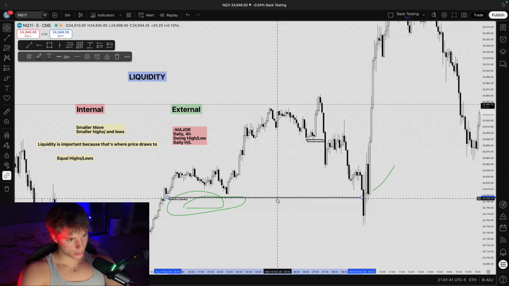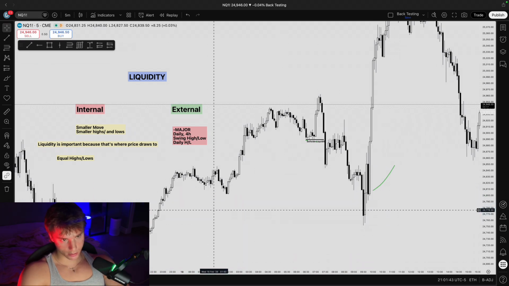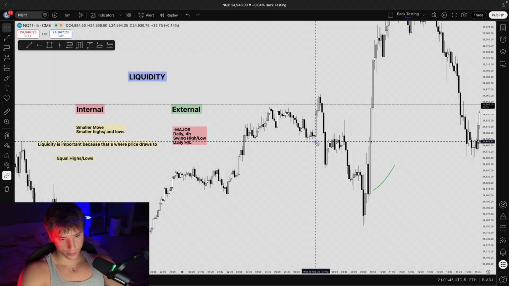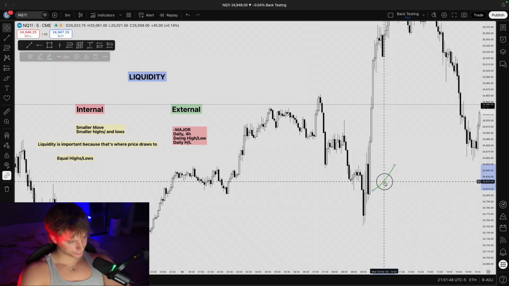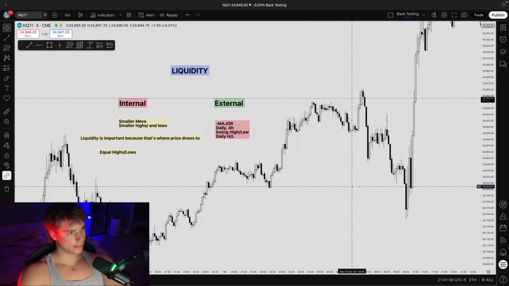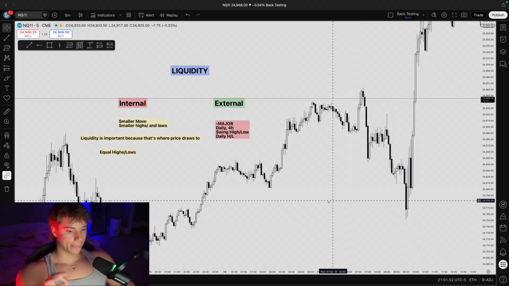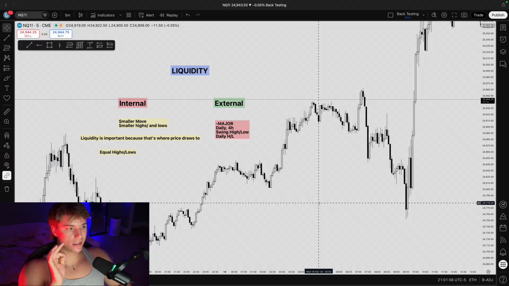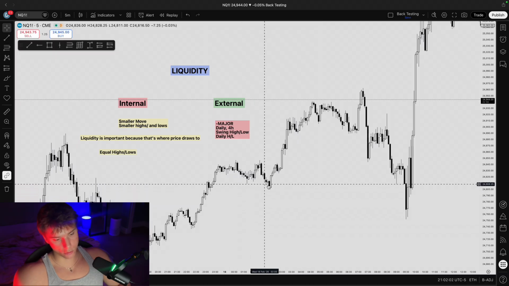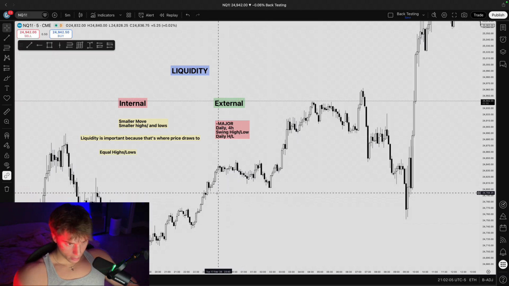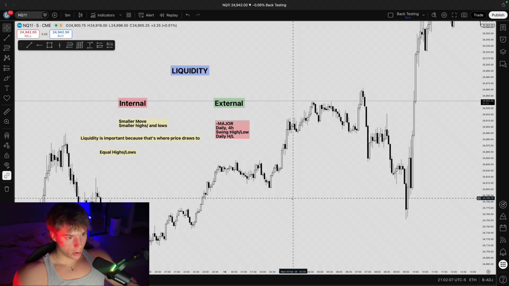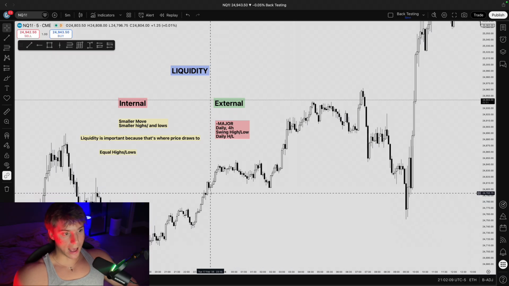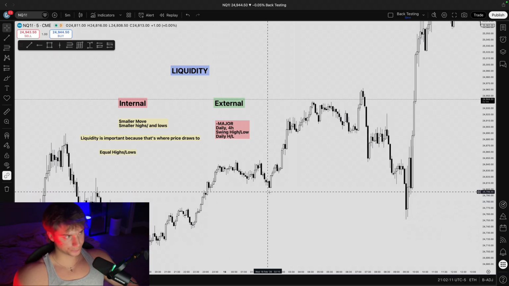Let me get rid of these drawings just because I don't like my chart cluttered up. Okay. So that is equal highs and equal lows. Now, an equal high or low is only equal low or equal high, or you can call it relatively equal. This is going to be relatively equal because they're almost equal. But the low that formed first has to be lower than the second low.